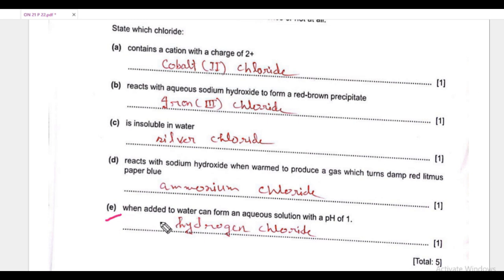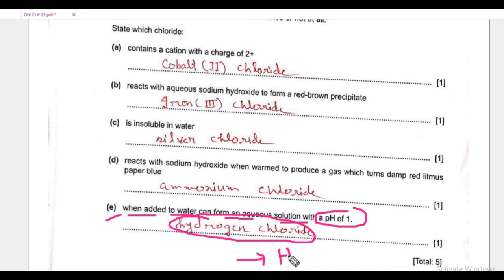Now E, when added to water, can form an aqueous solution with a pH of 1, I mean a strong acid. And you know, hydrogen chloride gas, if you add in water, a strong acid, hydrochloric acid, aqueous solution is formed, which is a strong acid. That's why pH value is 1.